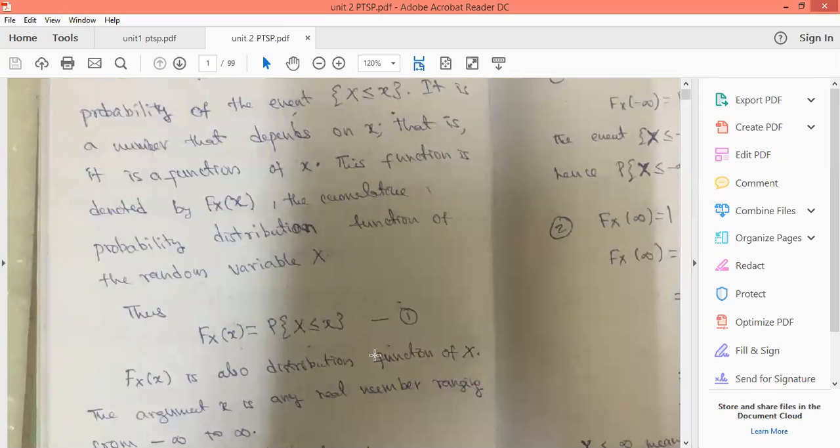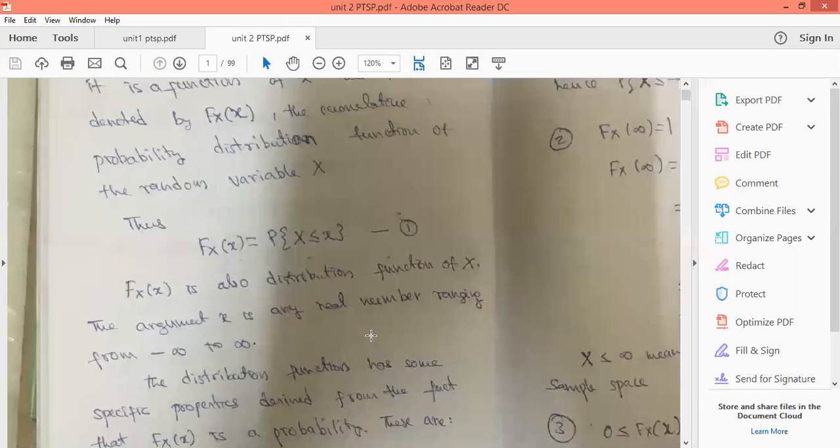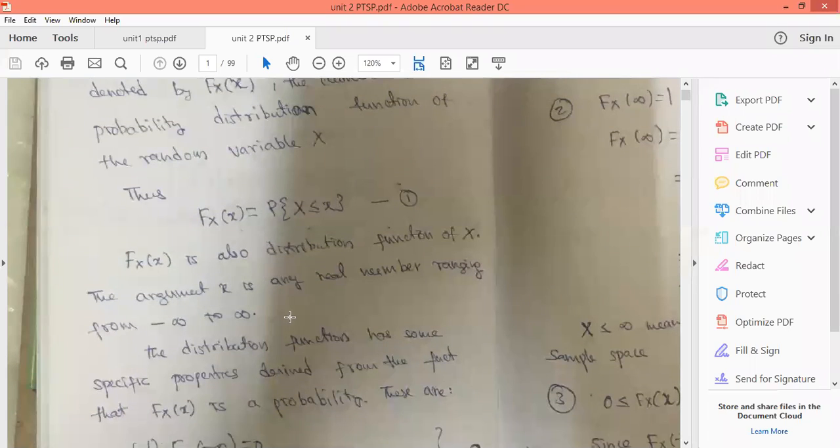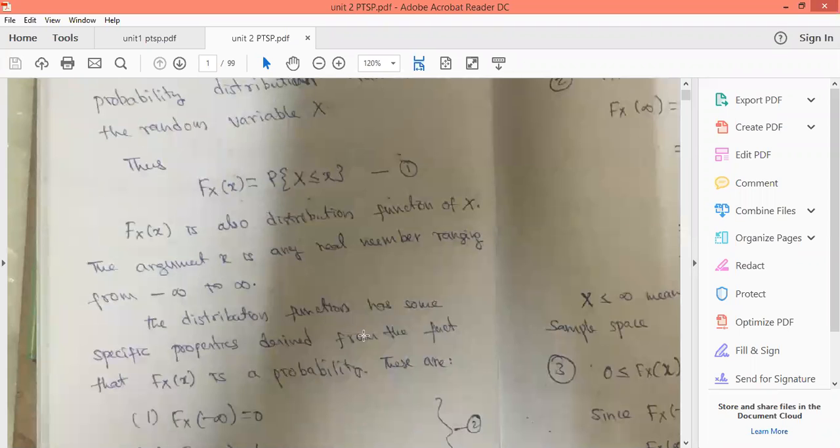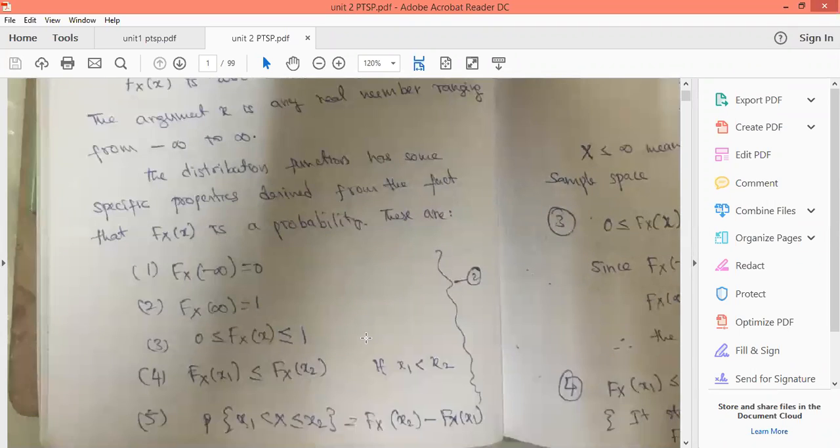So what is the cumulative probability distribution function? It is defined as F_X(x) equal to the probability of X less than or equal to x. Instead of calling it the cumulative probability distribution function, we can also call it the distribution function of X. Here the small x value can be any real number, ranging from minus infinity to plus infinity. It has some specific properties, so we'll be discussing all of them.